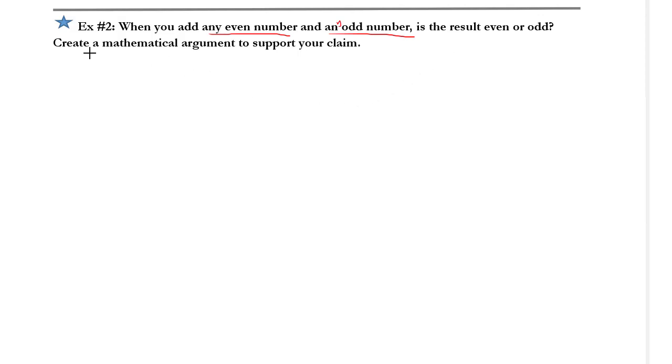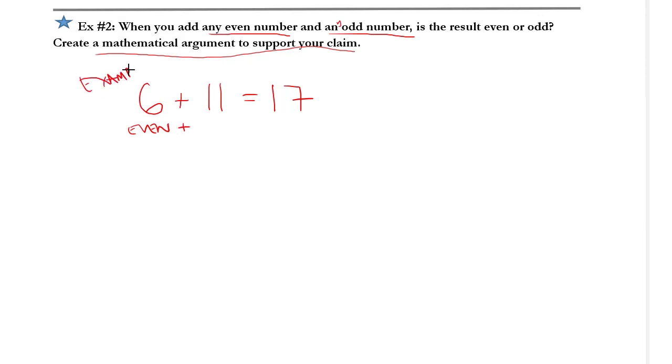But then we have to create a mathematical argument to support our claim. Okay, so first off, let's think of an even number. I don't know, 6. Great. Let's think of an odd number. I don't know, 11. Okay, so this is an even number. That's an odd number. Say 6 plus 11 is 17. Okay, so 17 is an odd number. So it seems that when I do an even plus an odd, the result is an odd number.